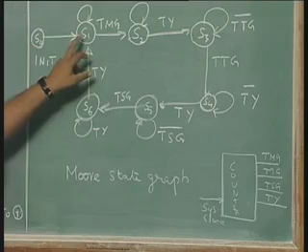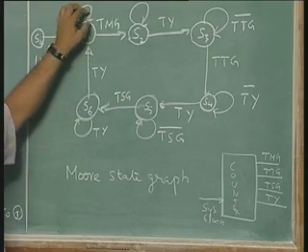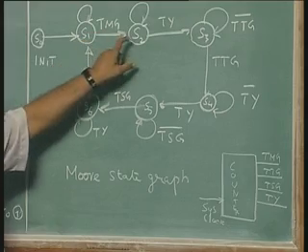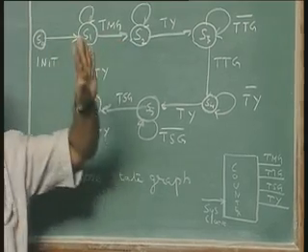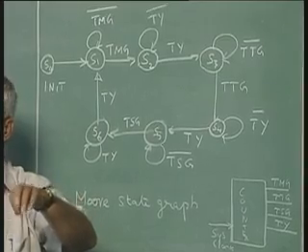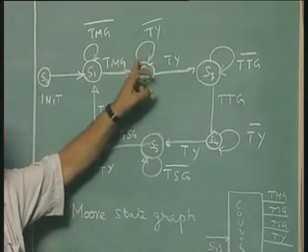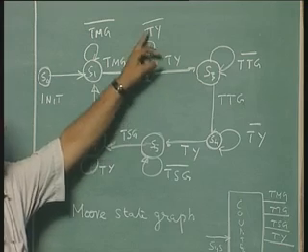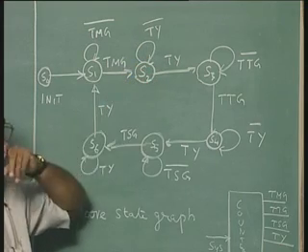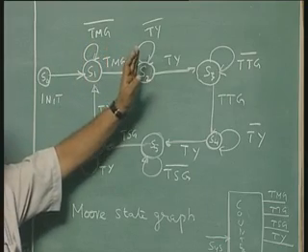So, we have S1, the circuit remains in S1 until TMG is reached. When TMG is reached, it goes to S2. S2 is the yellow state. So, it will remain in S2 until Ty becomes high. Until that time, when Ty is not there, it remains in this state. So, this is the main green, this is main yellow.